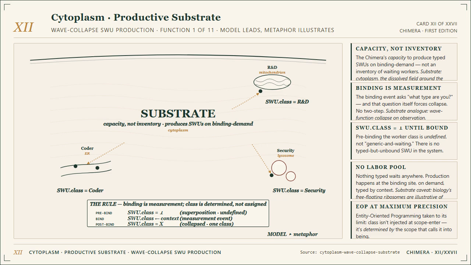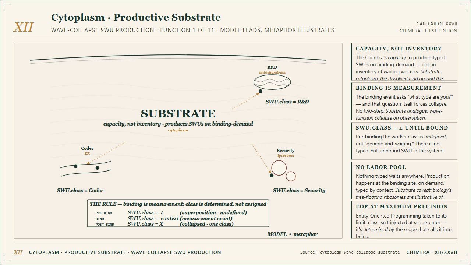Now, watch the 3 binding sites around the perimeter. Labeled function first, with the biological substrate as a small amber tag underneath. R&D upper right, mitochondrion. Coder lower left, endoplasmic reticulum. Security lower right, lysosome. At each one, a typed SWU appears at the binding surface with an amber arrow showing the binding event, not arriving from somewhere else, materializing at the binding site, already typed.